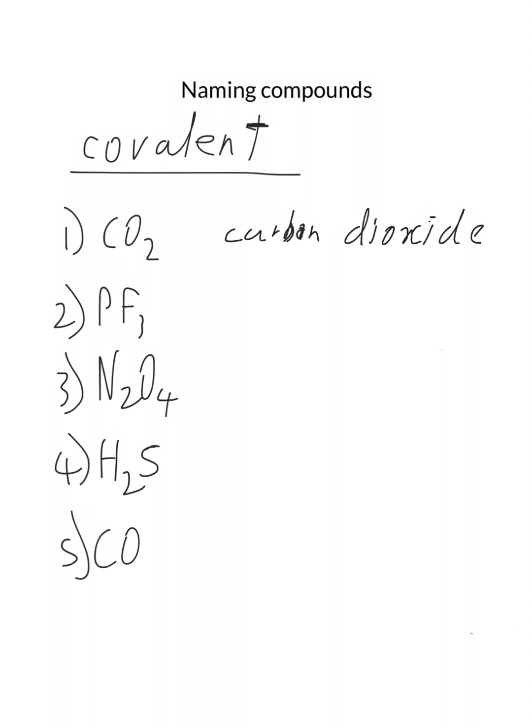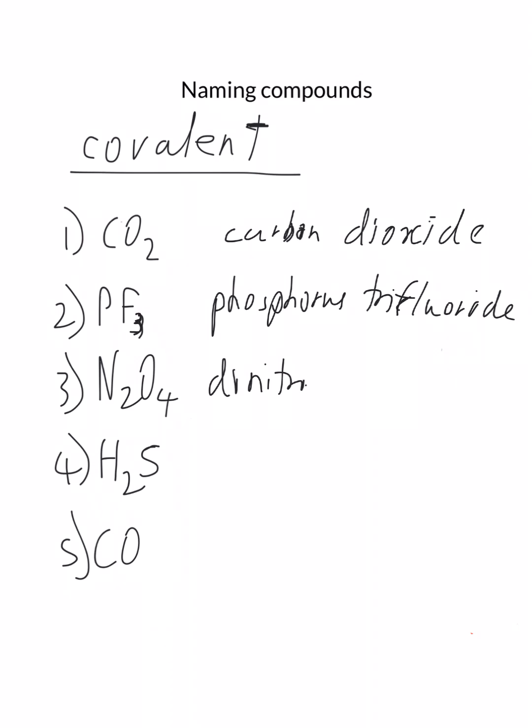Next thing, we have PF3. Sorry, that's a really bad 3. That's an even worse 3. That's slightly better. There we go. PF3 is phosphorus trifluoride. And that's tri for 3 fluorines, right? N2O4 is dinitrogen tetroxide. 2 nitrogens, 4 oxygens.